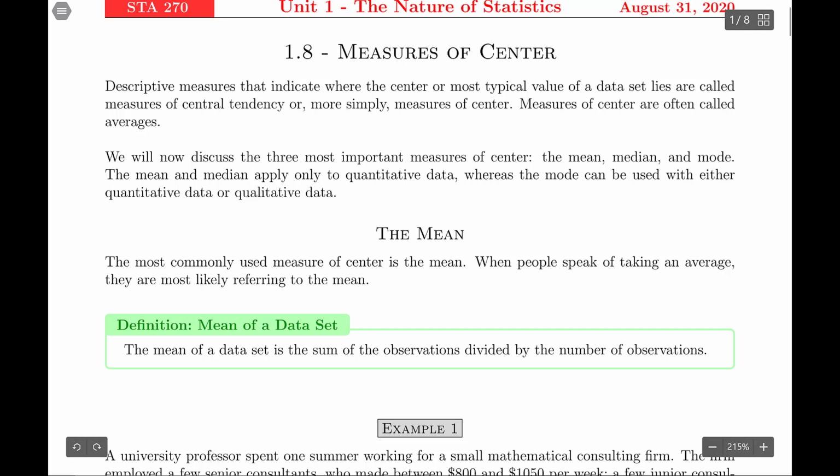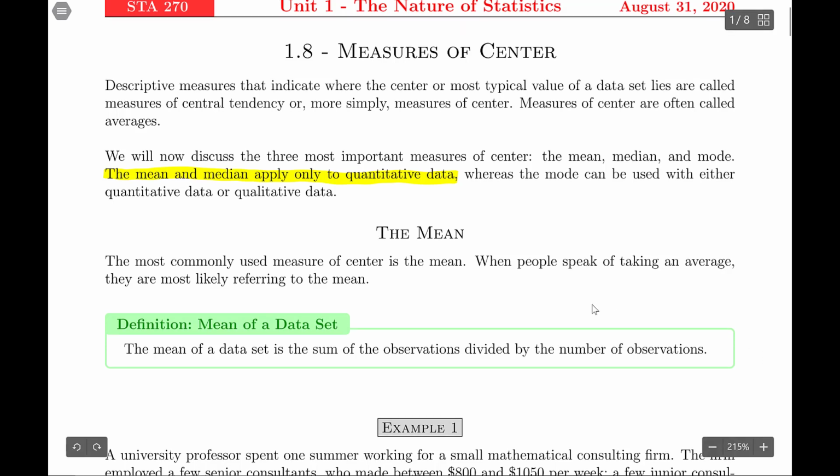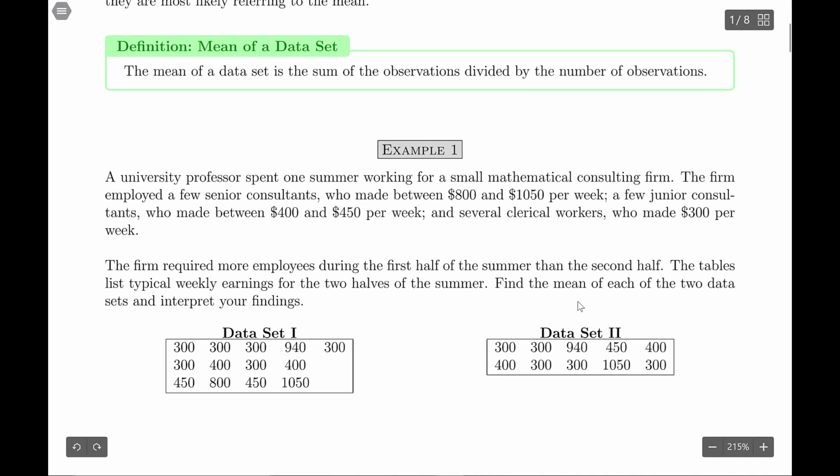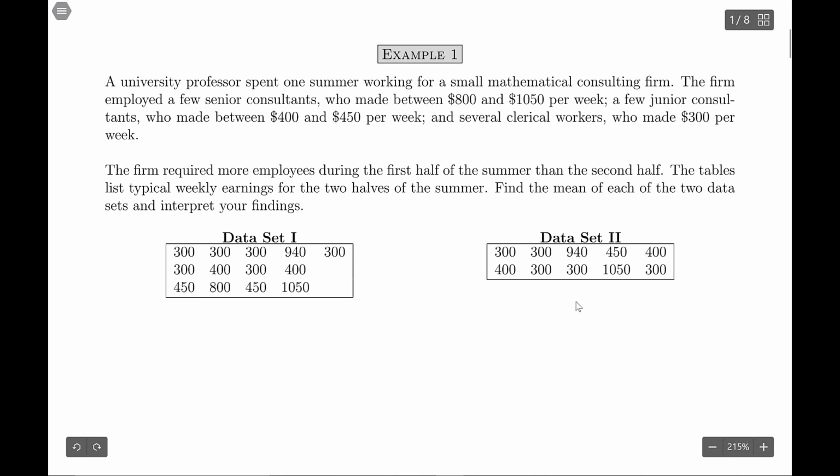One thing we want to also pay attention to is that the mean and the median will only apply to quantitative data, whereas the mode can be either quantitative or qualitative. The mean, in general terms, is simply the average of the set. So you would just take all the values in the set of data, add them up, divide by however many numbers there are in the set, and you've got the mean. We're going to use Google Sheets a lot from here on to do a lot of these calculations.